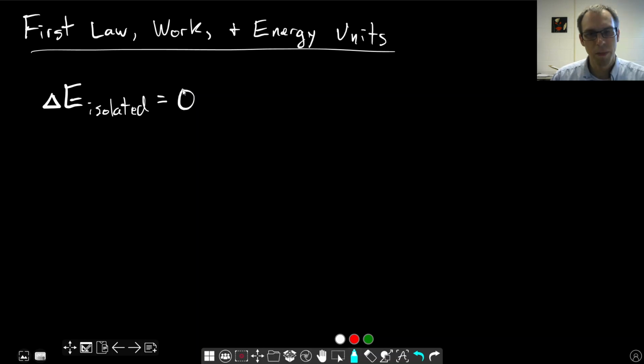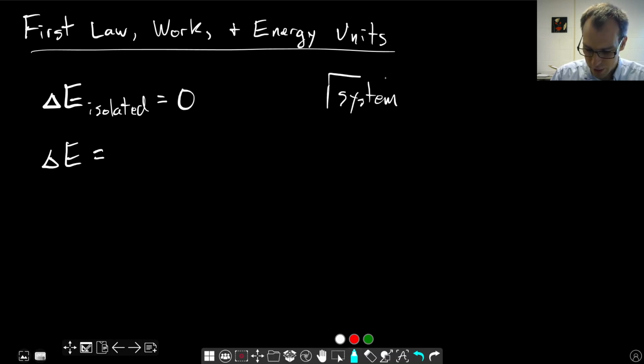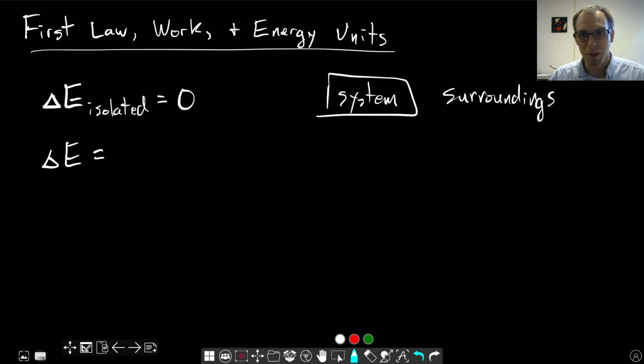is equal to 0. Or another way of saying this is that delta E for something that's not isolated, and by definition, an isolated system, we said the energy can't be exchanged with the surroundings. So it means you can't create energy out of nothing. We can also say delta E if we divide the whole universe into the system, as we discussed previously, and the surroundings around it. If we add those together they make up the whole universe, right? Because the surroundings is everything but the system.